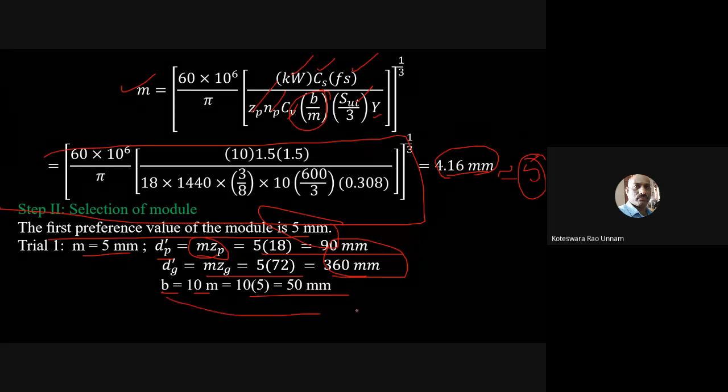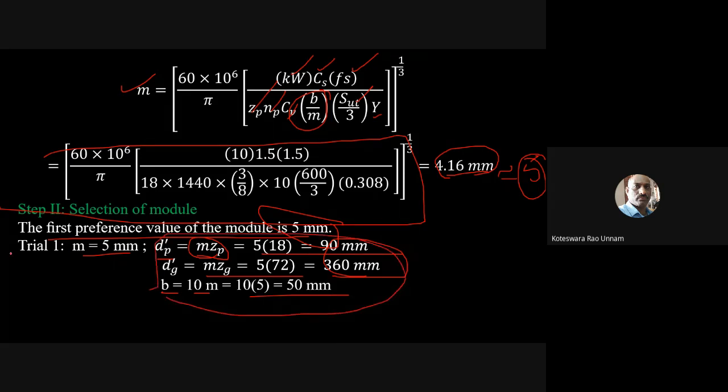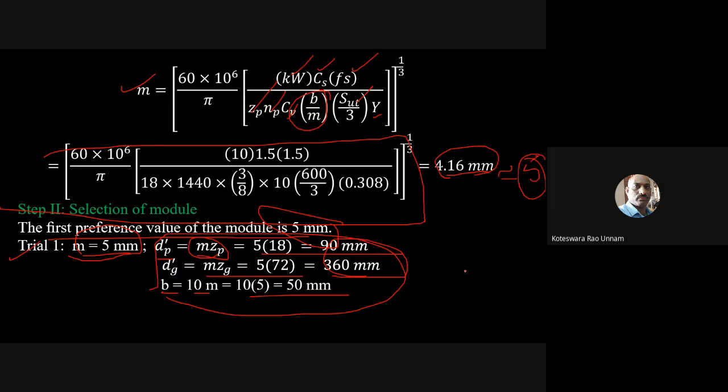Once you identify these dimensions, see here it is a trial one. Why we said it is a trial one is, if you take module as 5 mm, whether it is satisfying your beam strength equation or not, you need to check that also.